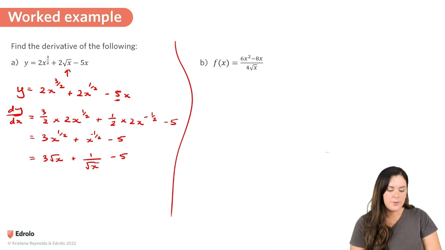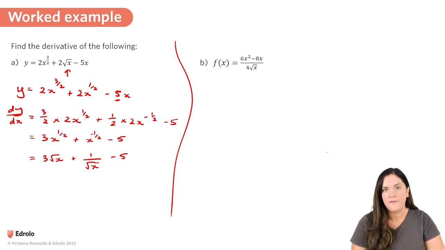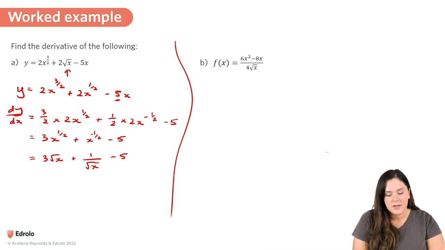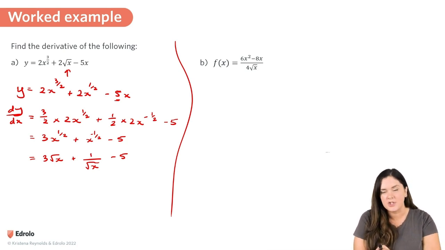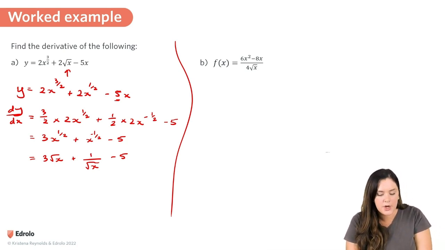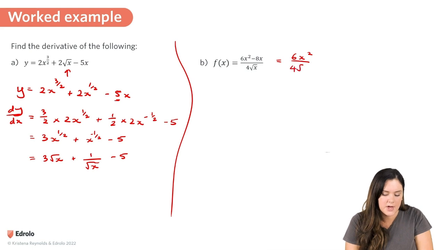For our second example, we have f of x equals 6x squared take away 8x divided by 4 times the square root of x. The first thing we need to do is try to get rid of that denominator. So I'm going to split these fractions so that I can get it into something a bit more workable. So firstly, splitting the fraction, we get 6x squared over 4 times the square root of x, take away 8x over 4 times the square root of x.